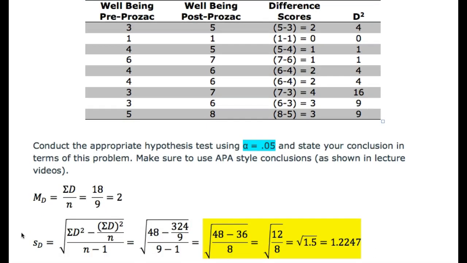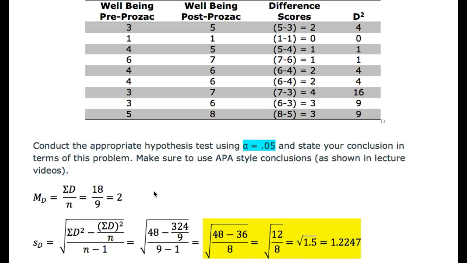So the first step is going to be to calculate the sample statistics. So you're given a data set. Here's your data set here. And what you're going to have to do is calculate everything out. So our sample mean of the difference scores: if we add up the difference scores, 2 plus 1, so that's 3, 4, 6, 8, 12, 15, 18. So 18 divided by n equal to 9 gives us a mean of the difference scores equal to 2.